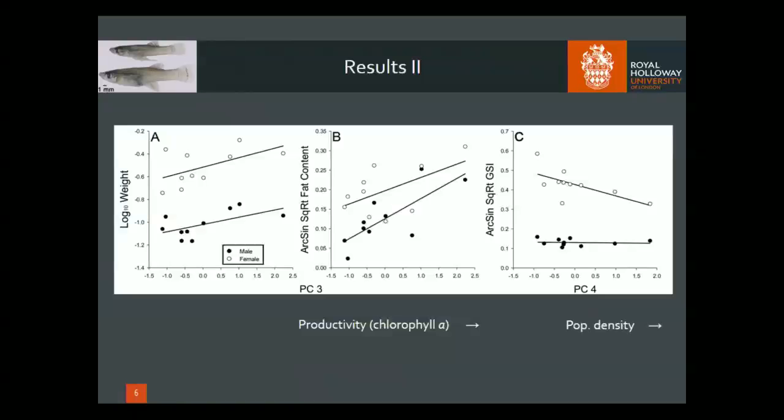And then when we look at the pattern for PC4, which only corresponds to density, we find that, again, this is investment into reproduction. We now find a decreasing pattern, even though it's much stronger in females, where with increasing population density, investment into reproduction is actually decreasing in Gambusia holbrooki.